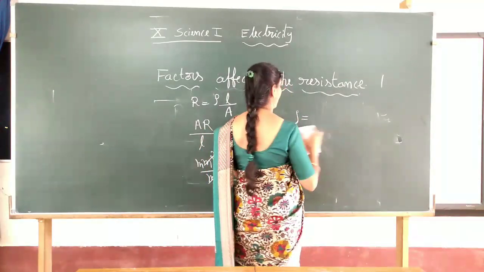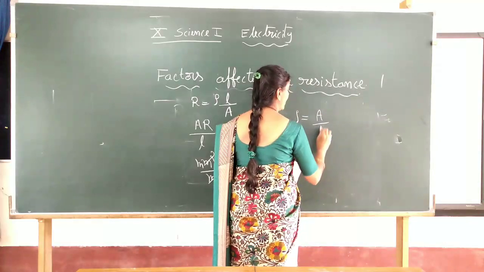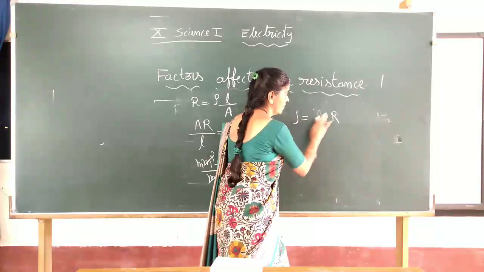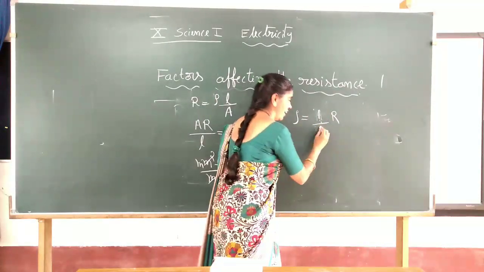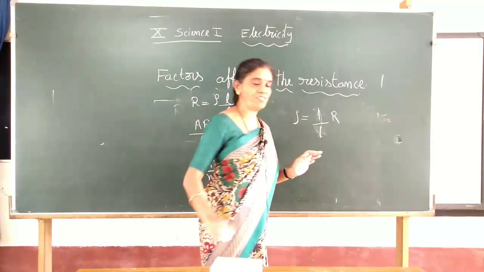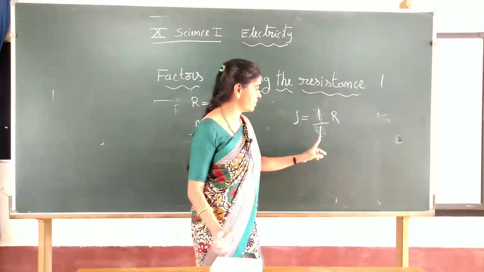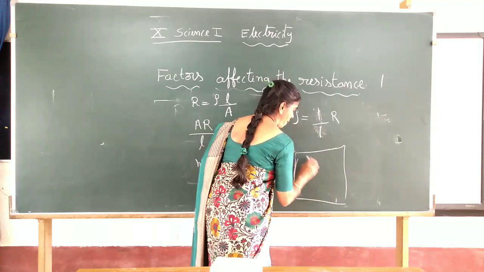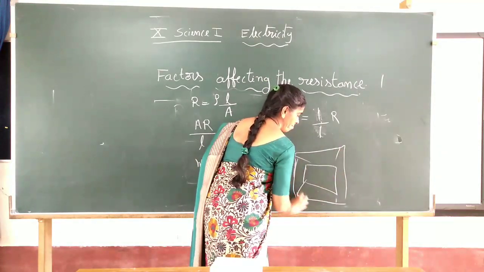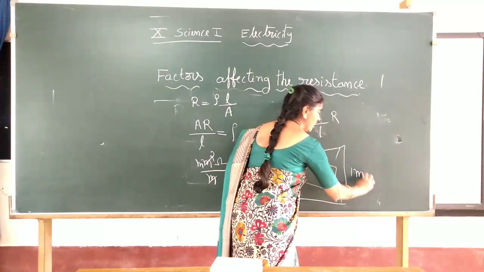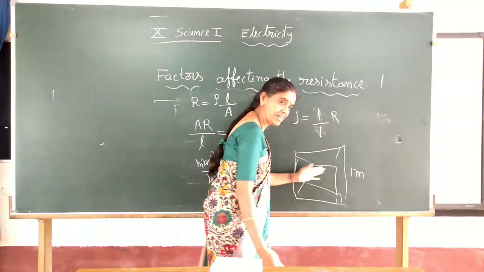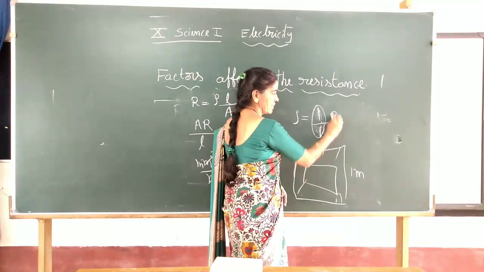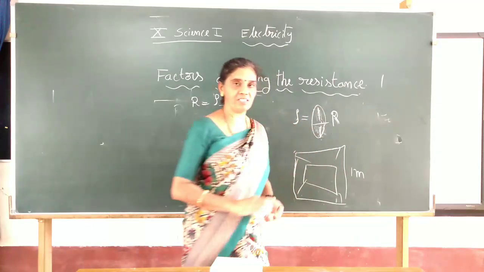A by L into R. So what will they do? They will take an area of cross section of 1 meter square and a length of 1 meter. That is, they will take a cube of 1 meter side, and they will make current flow through that. They will find the resistance. Then when all become one here, the resistance of this material becomes its resistivity. That is the thing. Okay.